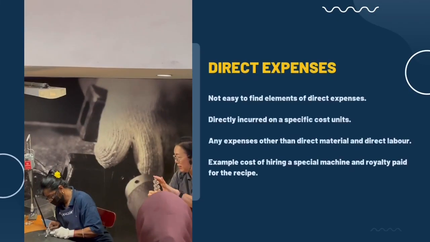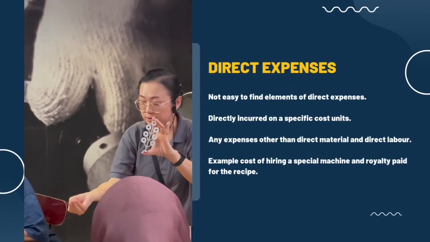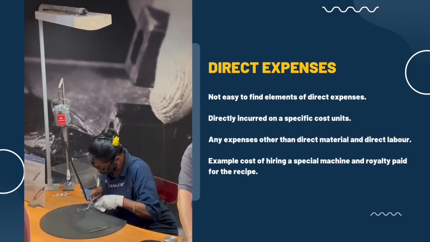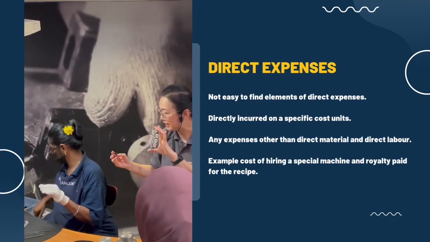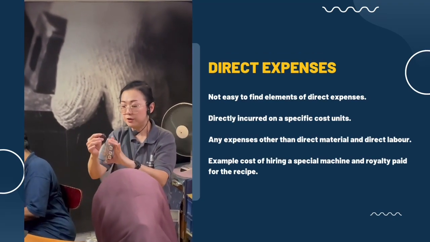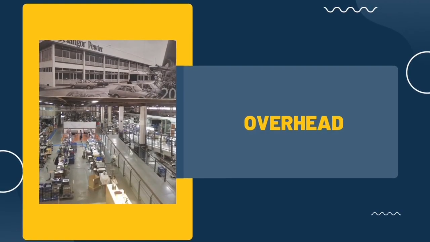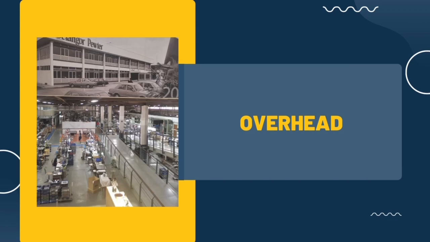Direct expenses are any expenses other than direct material or direct labor that are directly incurred on a specific cost unit. It is usually not easy to find element of direct expenses within an organization. Overhead is an indirect expense which cannot be easily traced to a particular job or product. Overhead cost is also referred to as indirect cost.